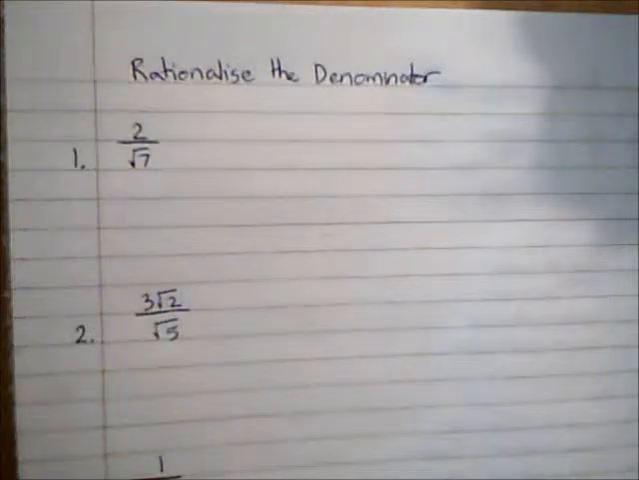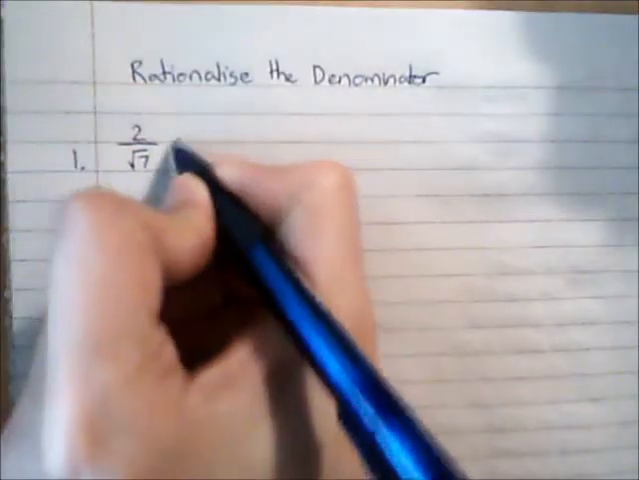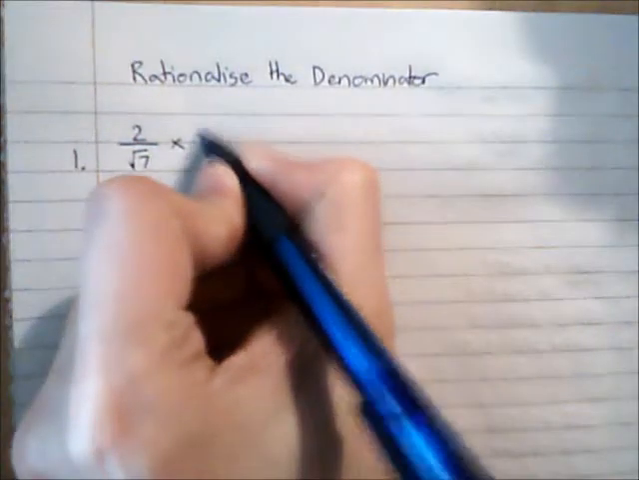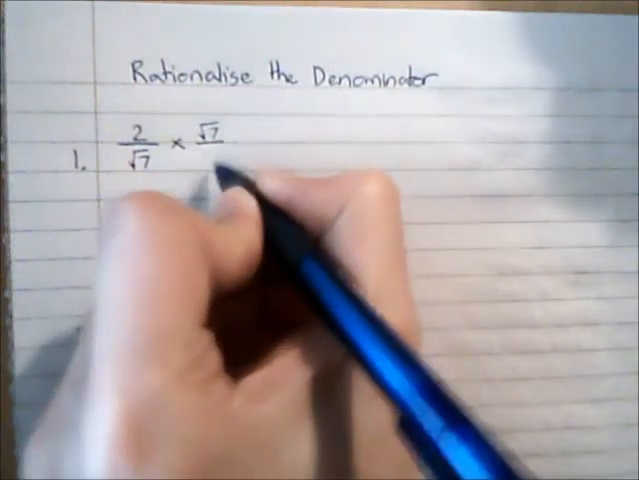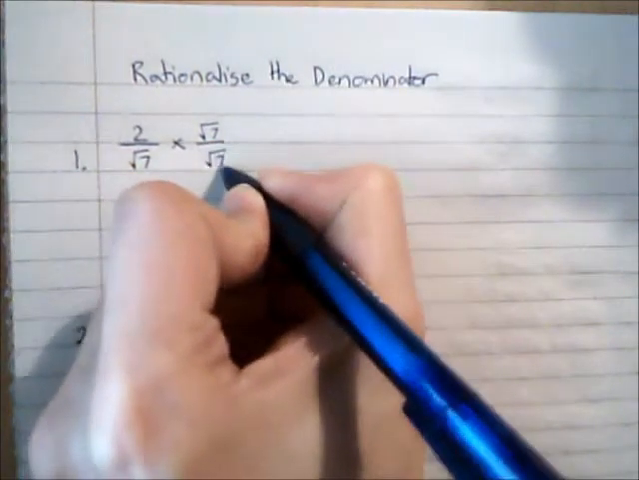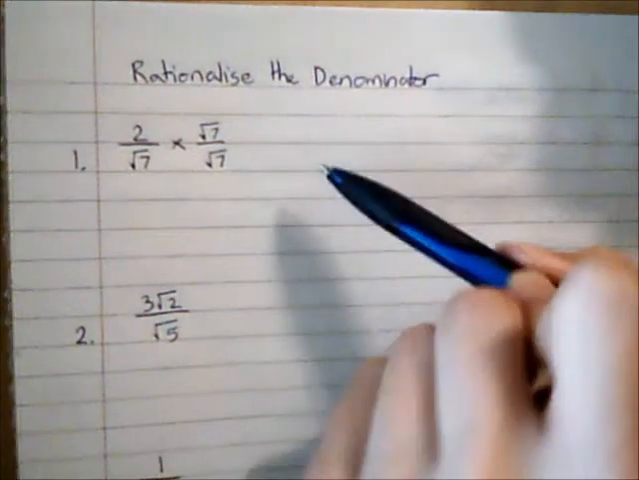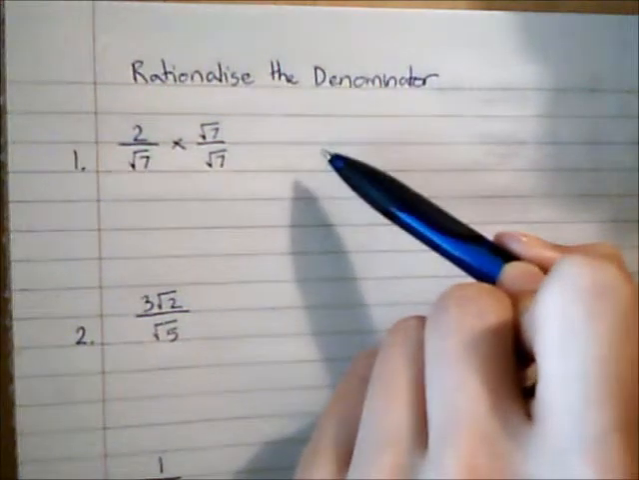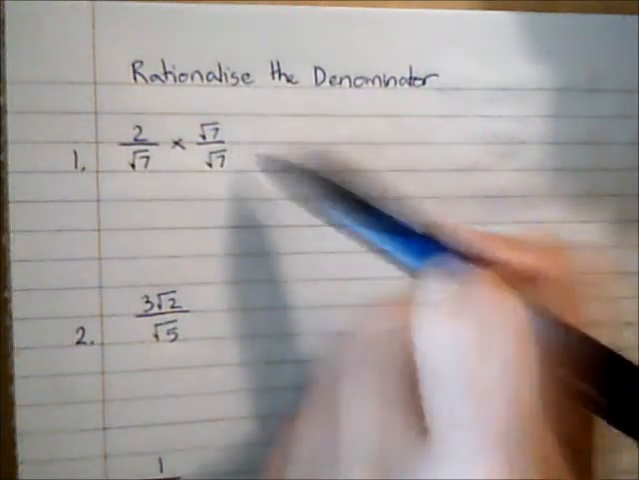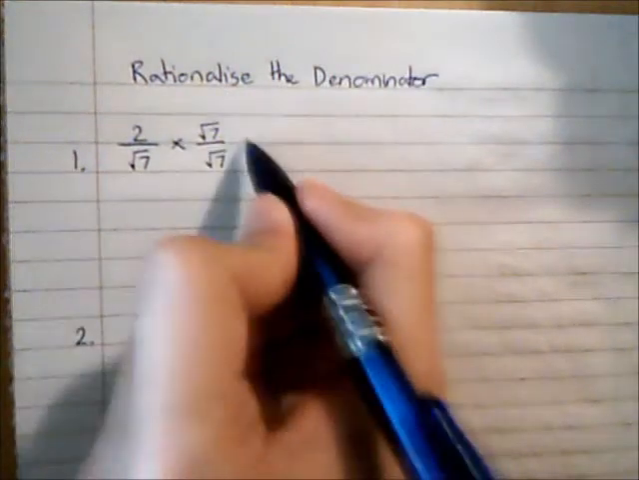And these first two examples are going to look at the simplest method, which is if you've just got a single term at the bottom which contains the surd. And we're going to multiply this fraction by that surd over that surd. So what we're really doing here is just multiplying it by 1, but we're multiplying it by 1 in such a way that we rationalise the denominator.